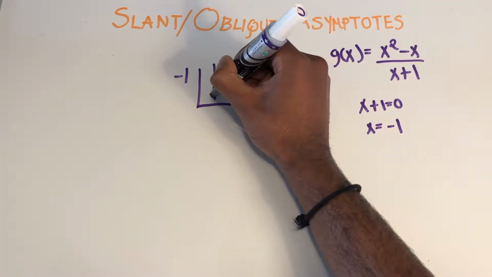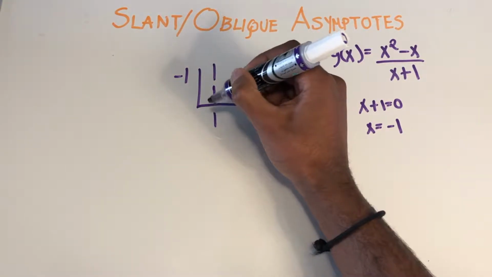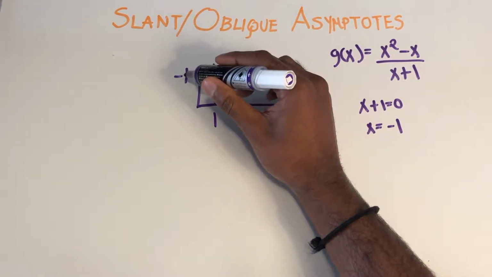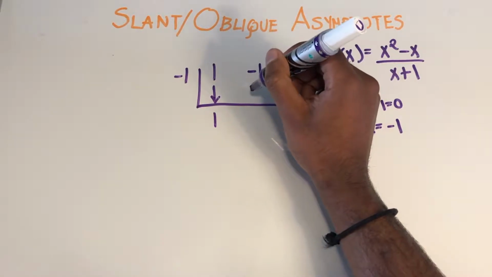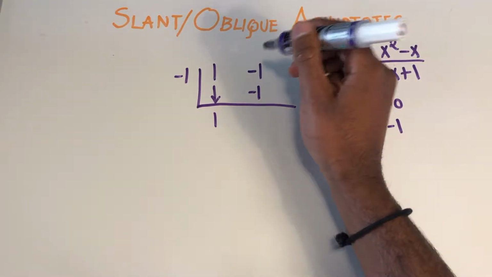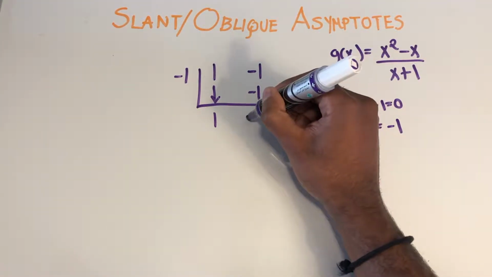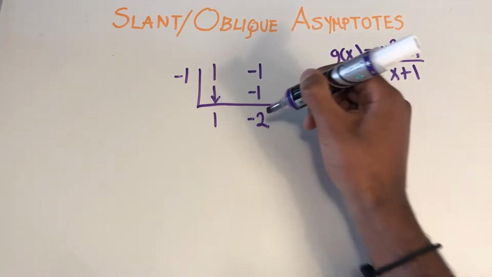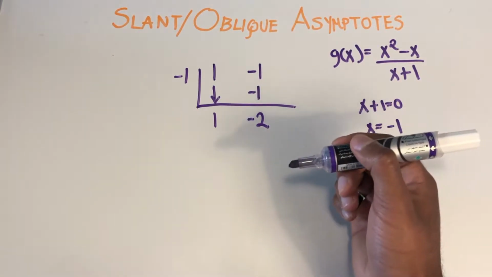Now moving on, we're going to move 1 down here. We're going to multiply 1 times negative 1. And then we're going to end up with negative 1 here. And then we're going to add these two terms. Negative 1 plus negative 1 is going to give us negative 2. And that's our answer right here.